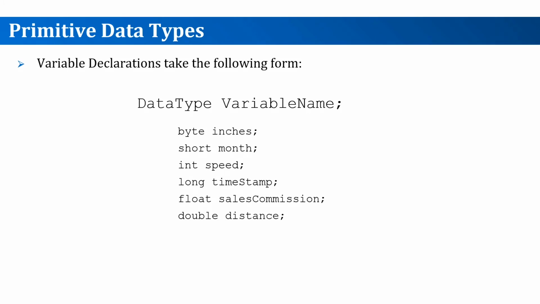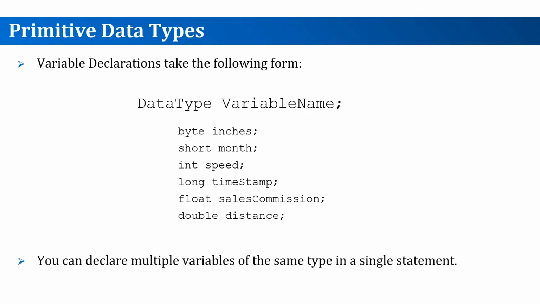To improve your code readability, you can actually declare multiple variables of the same type in a single line. So for example, if I have 3 variables, length, width, and area, and all of them are of type integers, then I can use int followed by 3 variable identifiers separated by commas, and of course terminate with a semicolon.